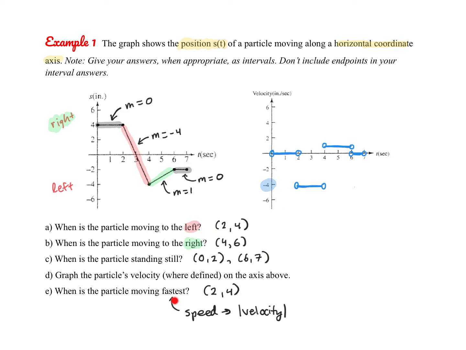So again, when we're talking about speed, we don't really care if it's positive or negative. It's the absolute value of the velocity, so you're looking for the largest absolute value.